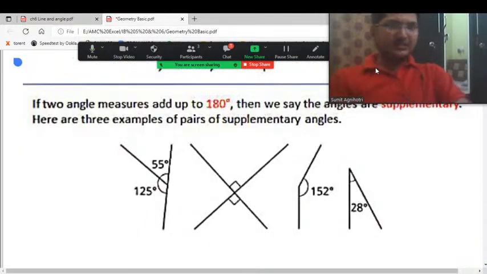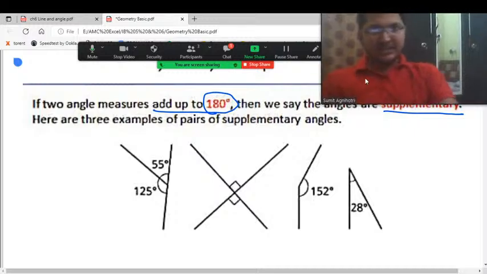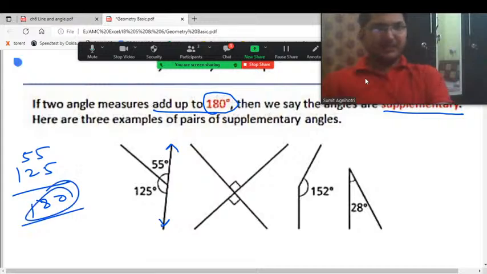Now we have supplementary angles. What are supplementary angles? If two angle measures add up to 180 degrees, then we call them supplementary angles. And here we have presented examples. In the first case, they are a linear pair as well. Why do we call them a linear pair? Because they form a straight line, and their sum must be 180. Then we call them supplementary.